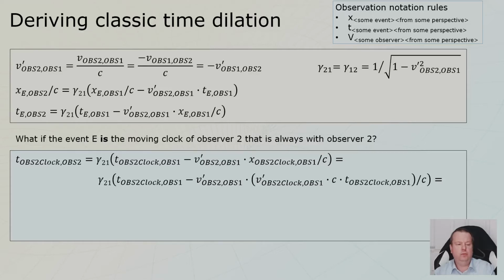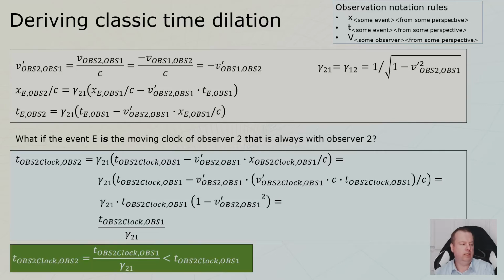The time of that event through the eyes of observer 1. So we fill in x, and then we simplify a little bit by taking the c's out. We pull t out of the brackets, and we get this equation. And if you look at gamma and you multiply gamma with 1 minus v squared, you get something like 1 over gamma. So here it is, classic time dilation.